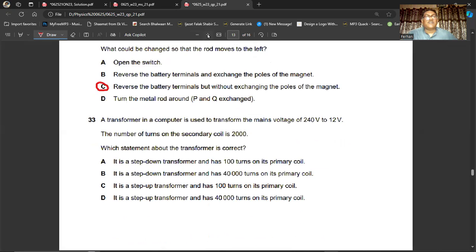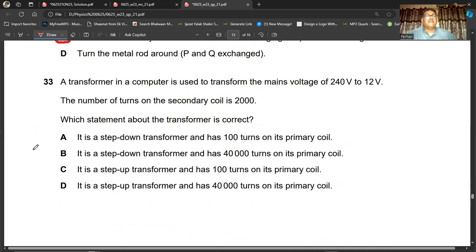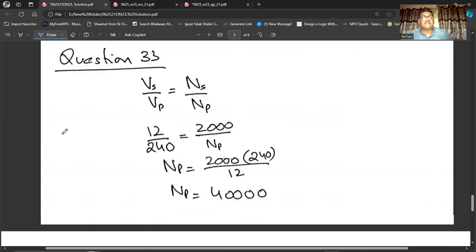Okay, so we are on question number 33. He says, a transformer in a computer is used to transform the main voltage of 240 volt to 12 volt. So it's a step down transformer. The number of turns on the secondary coil is 2000. Which statement about the transformer is correct? It's a step down transformer. And how many turns are on the primary coil? That's the question. Okay, so let's see.